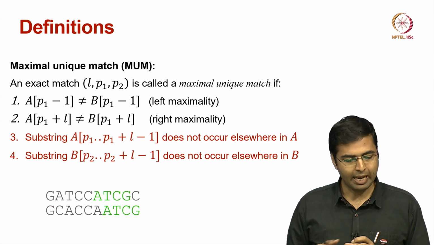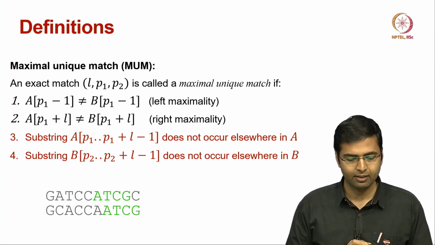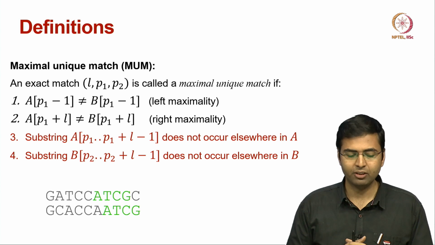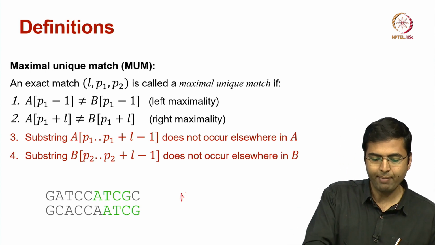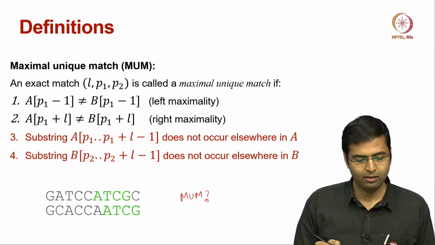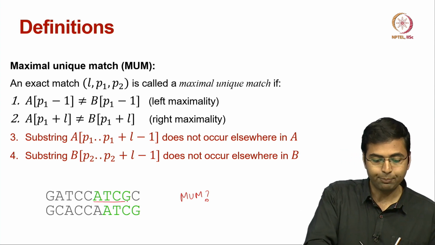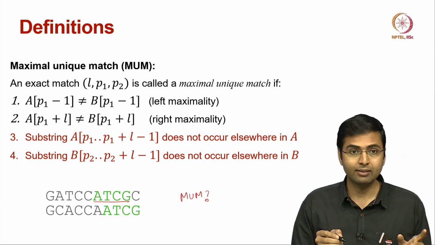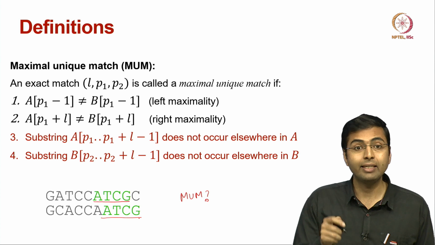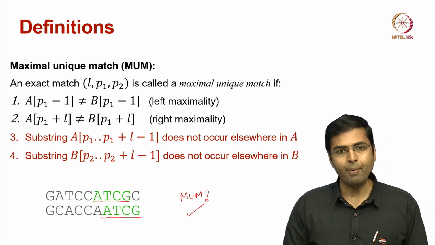Let us look at one more example, which is the ATCG example that we saw earlier. In this case, this is definitely a maximal exact match, but is it a maximal unique match? Well, as you can see, it is, because substring ATCG only occurs once in sequence A and it only occurs once in sequence B. Therefore, it is a maximal unique match.